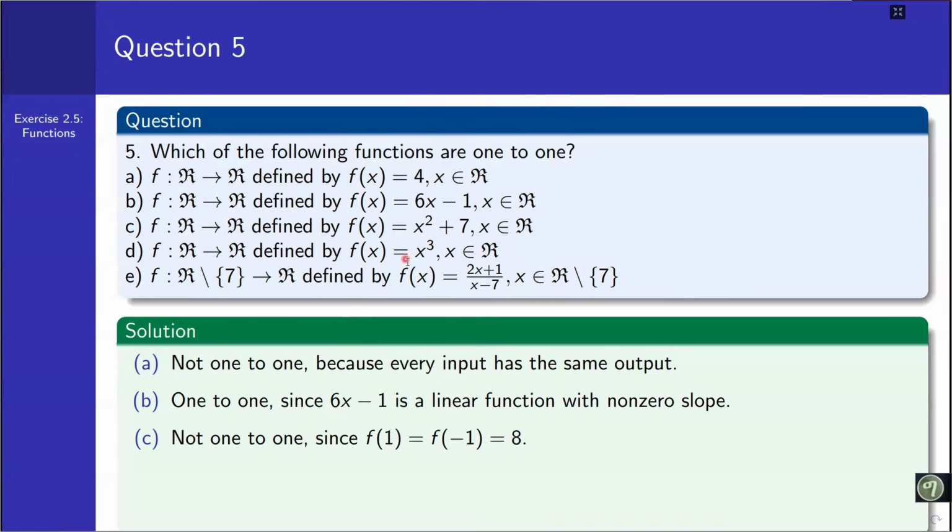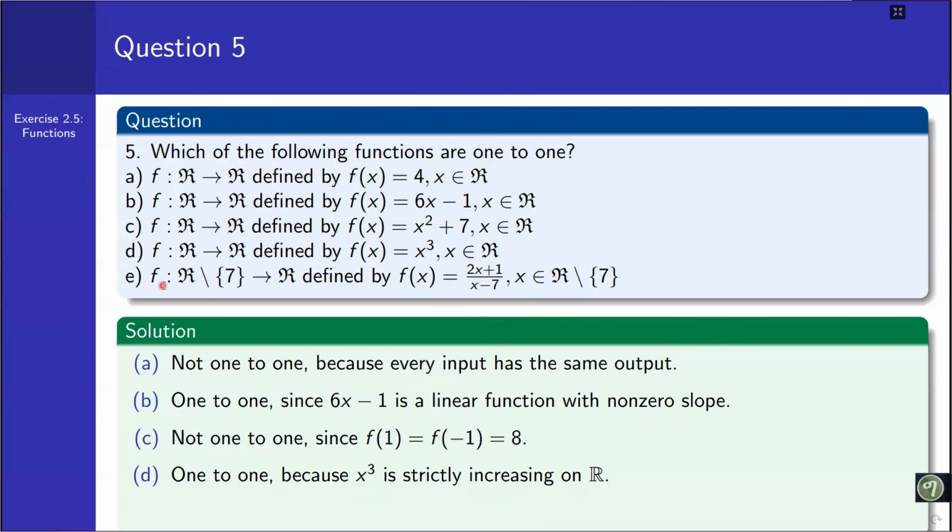This is a cubic polynomial function which is an odd function, and from the property of odd functions, this cubic function is a strictly increasing function. There are no two different real numbers that can have the same image, so that this function is increasing, therefore the function is a one-to-one function. It is one-to-one because x cubed is strictly increasing on the set of real numbers. And lastly, that is simply this one, that is e.